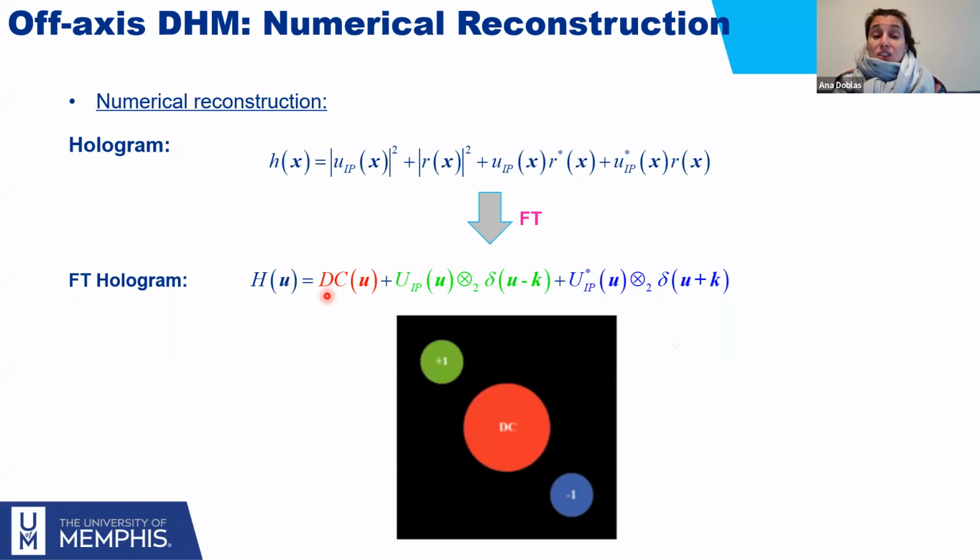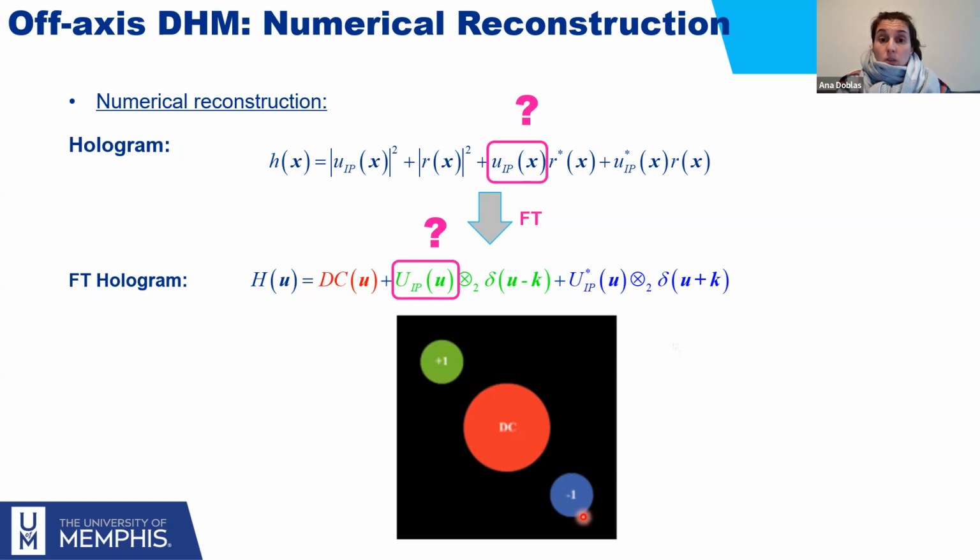So for example, the DC term, which is just the Fourier transform of the intensity of the object and the reference, is always placed at the middle of the Fourier transform, while the other two terms, called the +1 term and the -1 term, are placed symmetrically with it. And in an off-axis DHM system, there is no overlapping between them. That's the key. Off-axis DHM systems are those systems where, in the spectrum of the recorded hologram, we can distinguish the 3 terms.